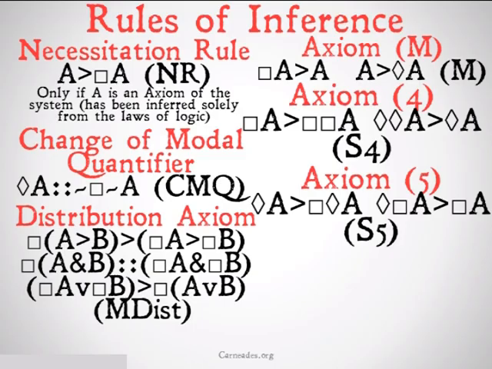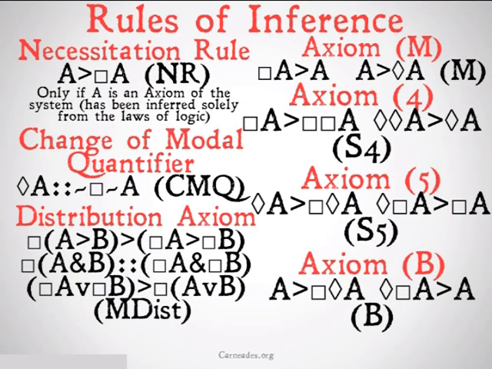Axiom 5 is going to be, it's possible that A implies that it's necessary that it's possible that A, and it's possible that it's necessary that A implies that it's necessary that A. S5 would be how it would be abbreviated, and A implies it's necessary that it's possible that A, for axiom B, and the corollary to axiom B, it's possible that it's necessary that A implies A. It's going to be B. Those are the general rules of inference you can get from modal logic.